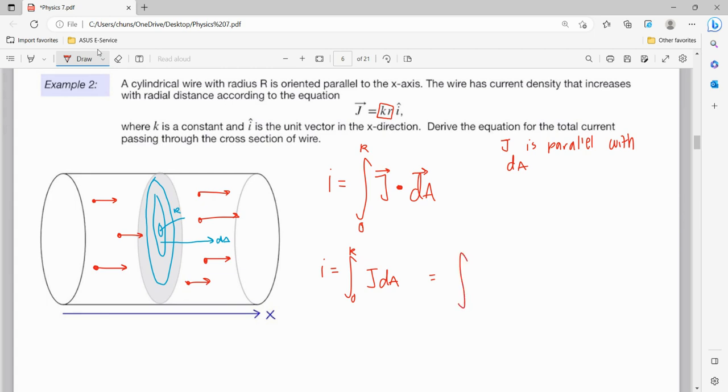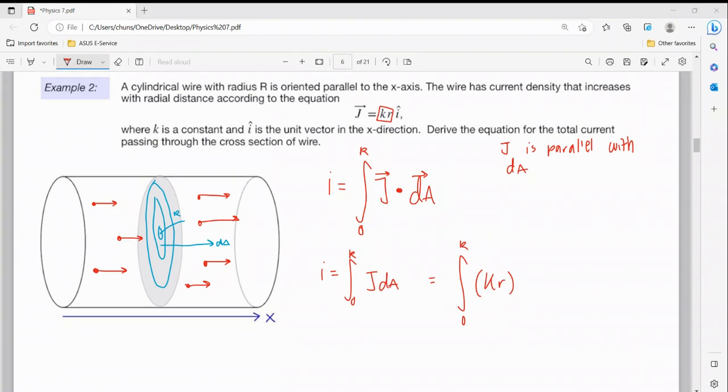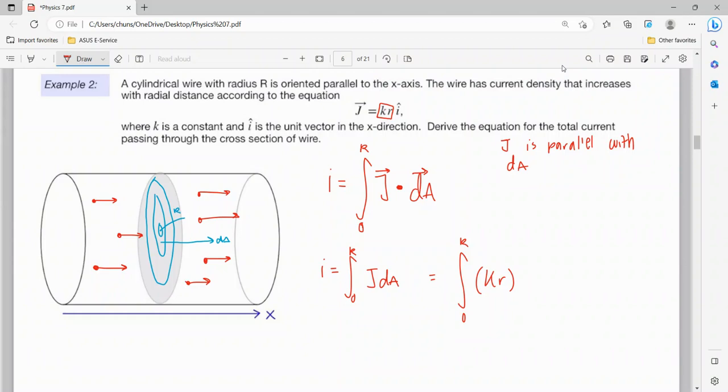And plugging in for our values, J was given by K times r. And this is multiplied by the derivative of our area. So if our area is equal to pi r squared, we take the derivative of that and move that 2 down. Right, we end up with this value. So we're going to plug that in. So 2 pi r dr.